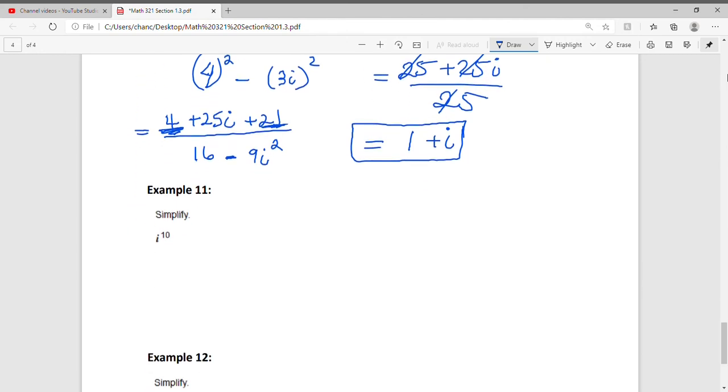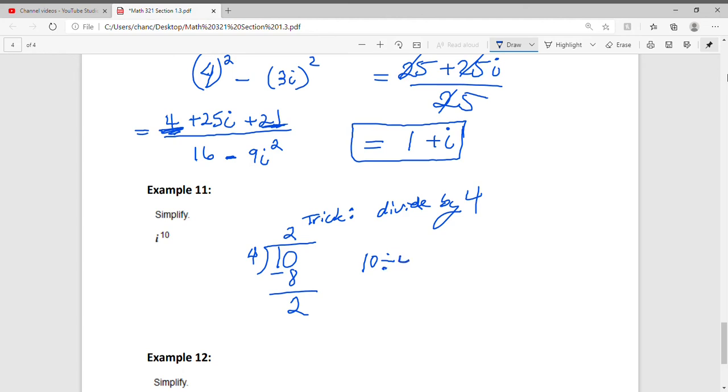In example 11, there is a trick. Remember the trick? You got to divide by 4. So let's take the 10 and we'll divide it by 4. 4 goes into there twice. I get 8, subtract, and you get a 2. So 10 divided by 4 is 2 remainder 2. I only care about the remainder. i to the 10 is equal to i squared, our new remainder. What's i squared? We know that's negative 1. So this simplifies to negative 1.